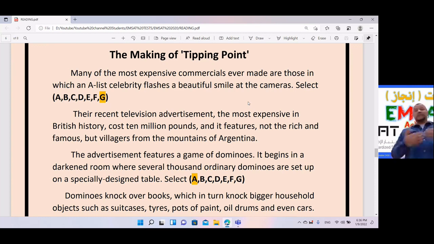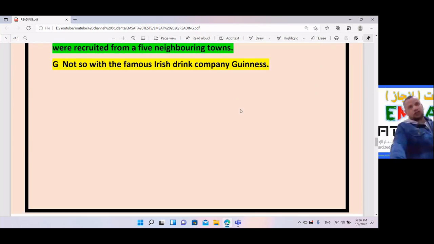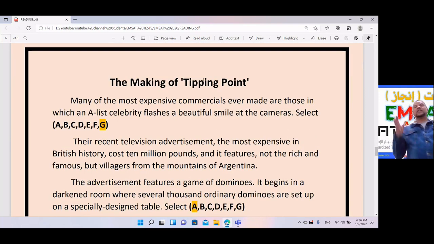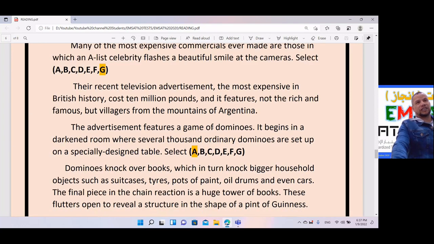So, Mr., do I have to read the sentences? Yes, you have to read the sentences and understand the meaning faster and then go into choosing. For example, the first one is talking about expensive commercials ever made, those in which an A-list celebrity flashes a beautiful smile at the cameras. The answer is G. When you look at G as the answer, not so with the famous Irish drink company Guinness. So I'm talking here about expensive commercials, and I'm talking about celebrity, a beautiful smile at the cameras. All of that is related to the famous Irish drink company Guinness. Okay, so the answer is G.